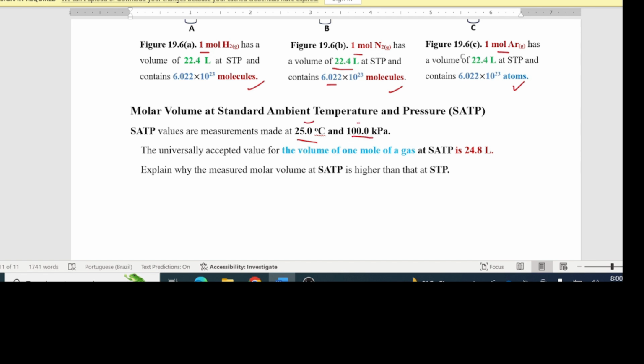But we said this is the more convenient way of representing things. If the volumes of the gases were measured at 25 degrees Celsius and 100 kilopascals, the volume will be 24.8 liters. Why? Because look, at a higher temperature compared to 0, the increase due to the temperature will overwhelm the decrease caused by a little fall in pressure.